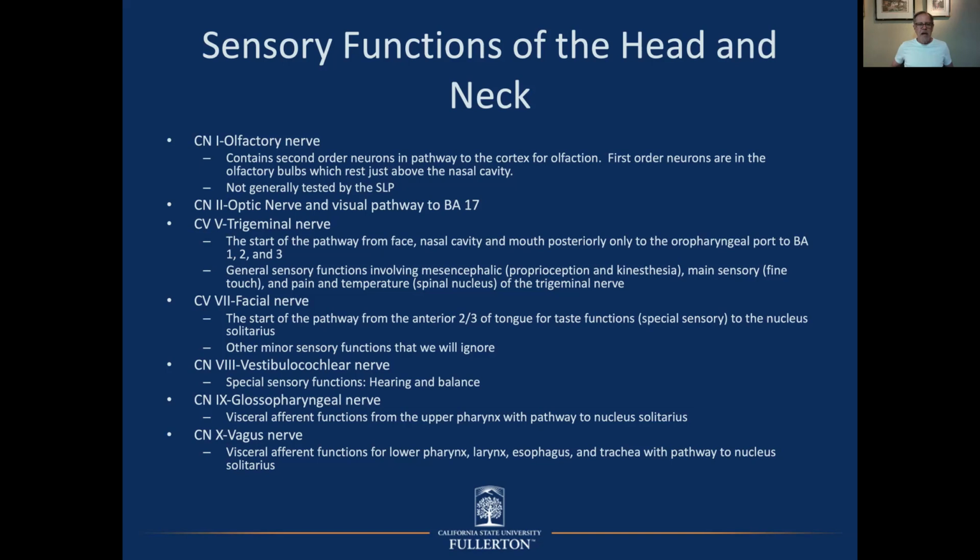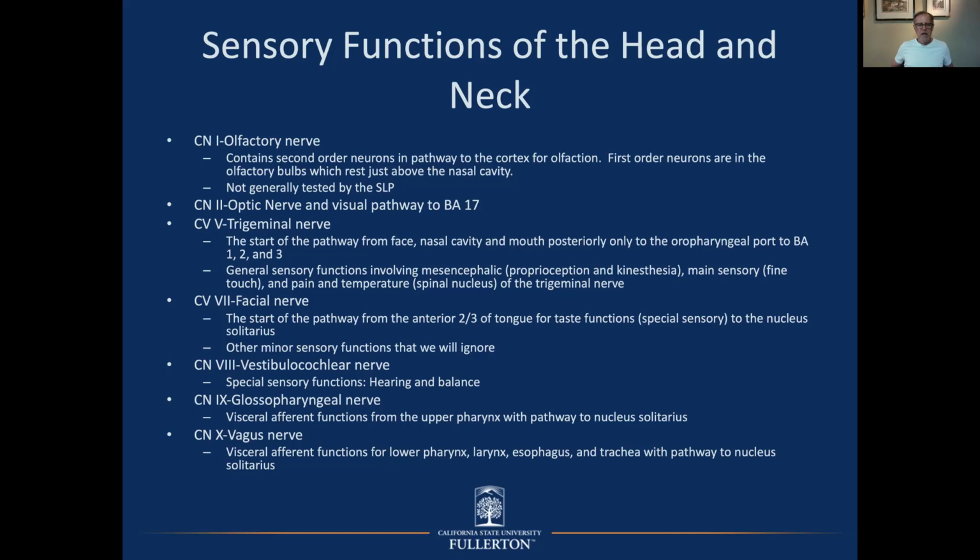Cranial nerve 9, the glossopharyngeal nerve, subserves visceral afferent functions, including taste and general and visceral afferent sensation for the upper pharynx and the posterior 1/3 of the tongue. All that information is projected back to the brainstem and the nucleus solitarius.